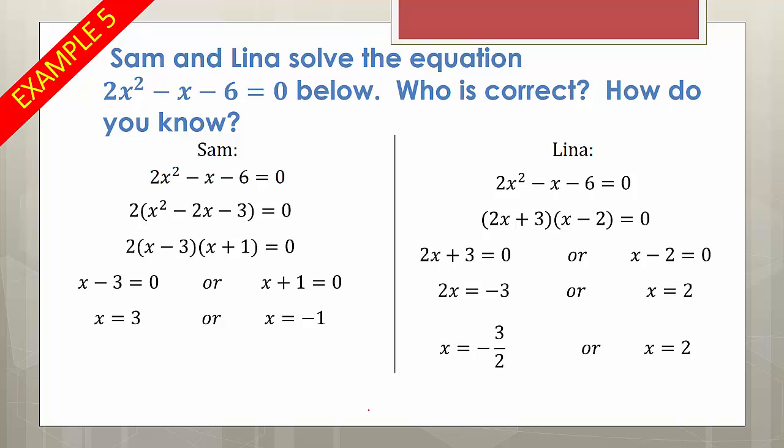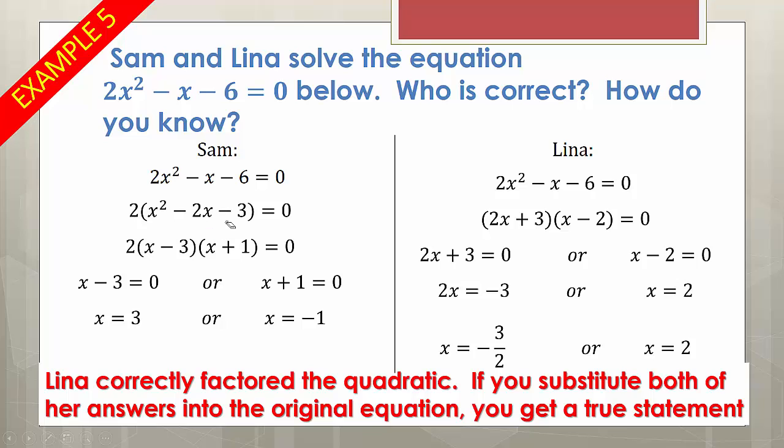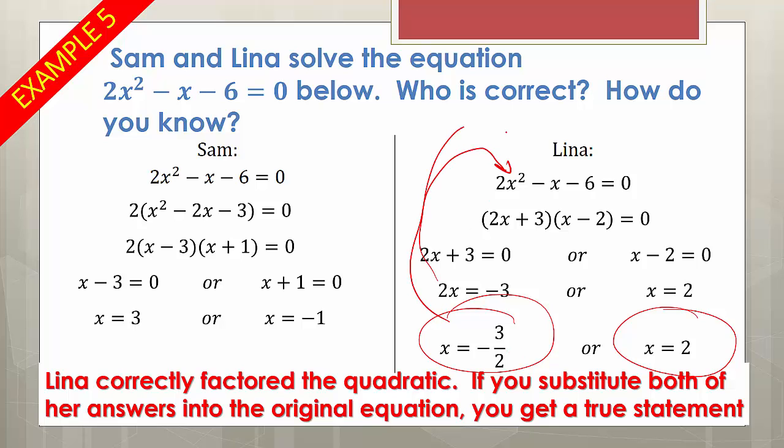Okay, final example. Sam and Lena solve the equation 2x squared minus x minus 6 equals 0. Who's right and how do you know? Well, rather than go through this whole thing, although you can pick up certain errors like this, no good. Okay. Lena is actually the one who correctly factored the quadratic, and this is how you can tell, you look at her answers. If you take her answers and you substitute them back into the equation everywhere there's an x, you will get 0. Make sure you do it for both of them. Don't just check one of them, because one of them may work and the other one might not. So you need to check them both and make sure that they both equal 0.